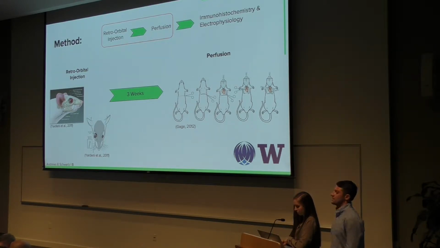To do this, we first anesthetized the mouse, then opened up the abdominal cavity, then snipped the right atrium of the heart, where we then injected the NMDG solution into the left ventricle until the NMDG solution was perfused throughout the entire body. We then dissected the brain and prepared it for either IHC or electrophysiology.